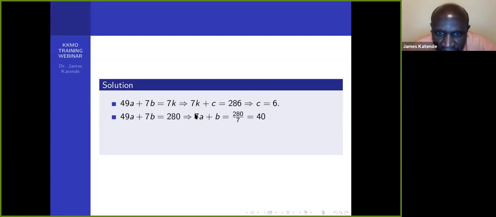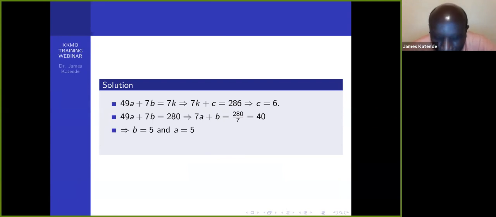Once you subtract the 6, you are left with only 49A plus 7B, and on the other right-hand side, you are left with 280. So if you divide both sides by 7, you will have 7A here, you will have B here, and you will have 40 on the other side. So again, this means we know that B must be a single-digit number. The only multiple of 7 that will work here is 35. That means B must be equal to 5. And if B is 5, A has no other option but to be equal to 5.